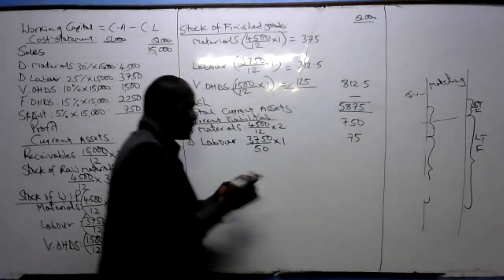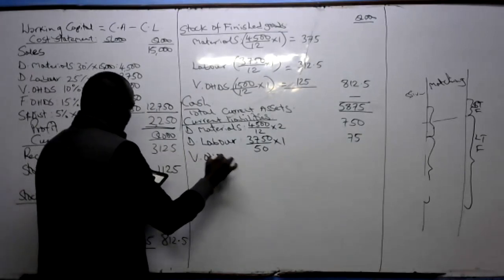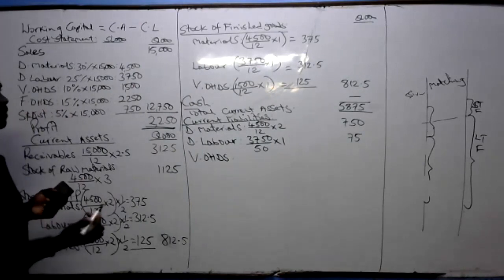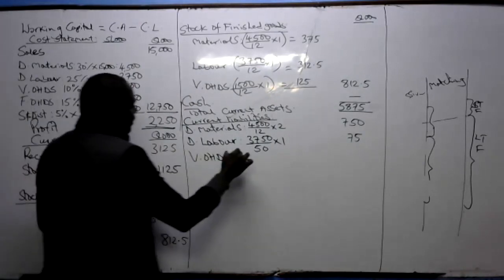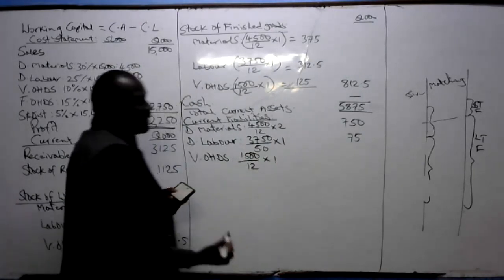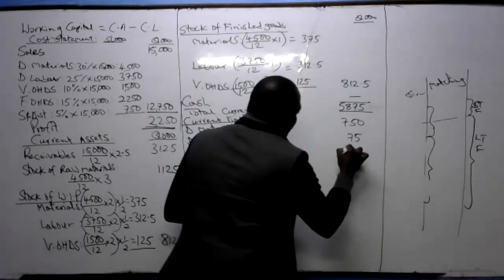7.5. Variable overhead. Tumepewa 1 month, sio? Can you get variable overheads for 1 month? 1500 divided by what? 12 times 1. How much? 125.